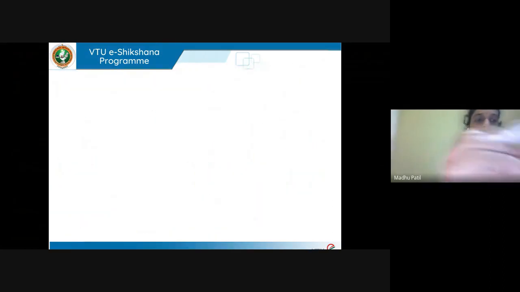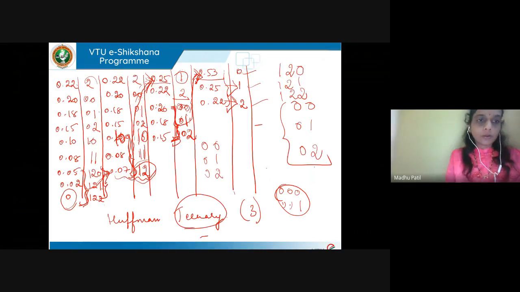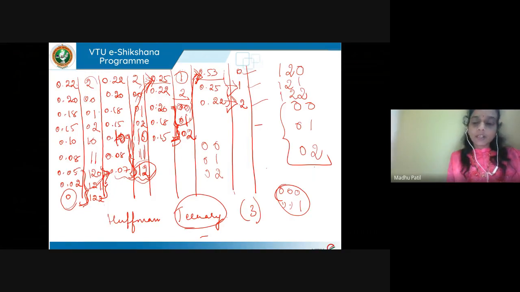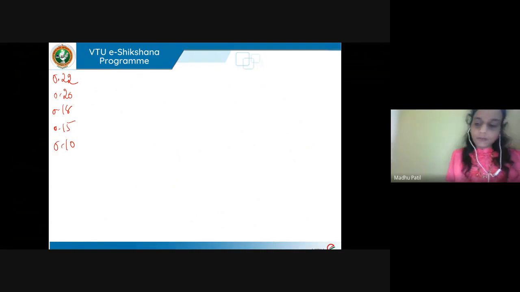So let me do that. 0.22, 0.20. Let me construct the ternary code. 0.15. For binary, we are not using that equation, that is Q is R plus R minus 1 into alpha. That equation is not used. We are testing it only for ternary, that is ternary and quaternary.